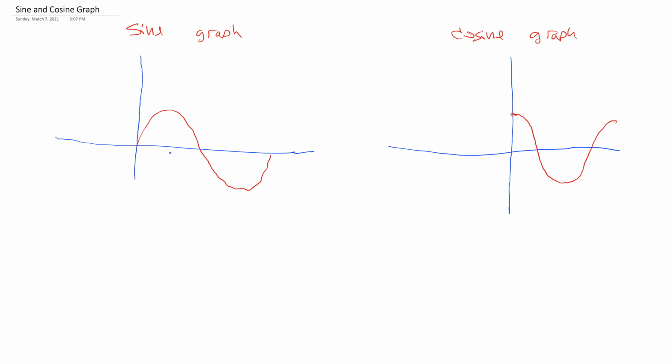And in degrees, this would be 0 degrees, this would be 90 degrees, this would be 180 degrees, this would be 270 degrees, and this would be 360 degrees. Okay, and over here, this is 0 degrees. It's the same intervals. And this is 90 degrees, this is 180 degrees, this is 270 degrees, and this is 360 degrees.